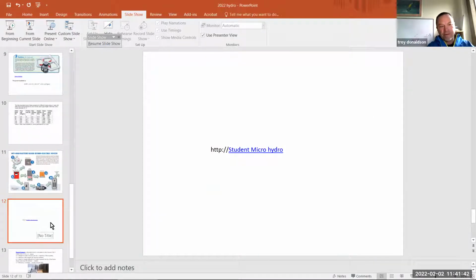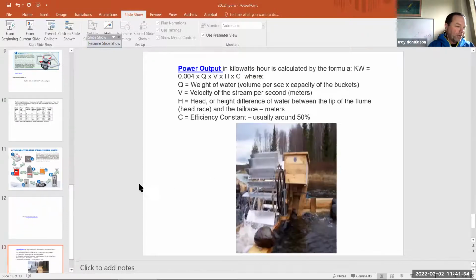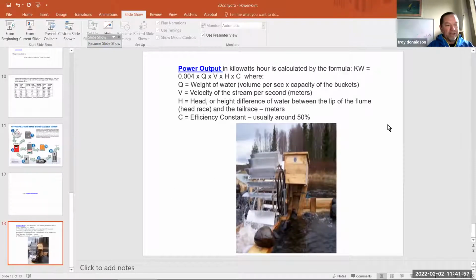All right, I'm going to let you look at this one. This is a fun kind of student micro hydro made out of a garden hose and charges up a battery, which then charges a laptop. So super fun.